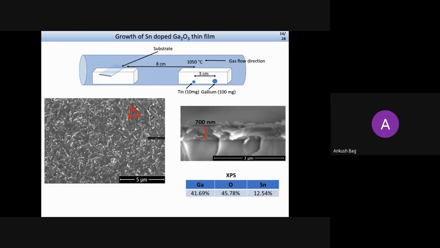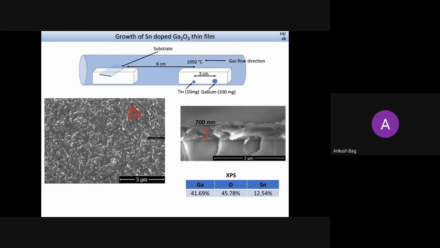Here you can see the configuration in the CVD furnace that we used when doping this gallium oxide using tin, or Sn. This is the SEM image, and this is the side view of the thin layer we developed. The thickness was around 700 nanometers.